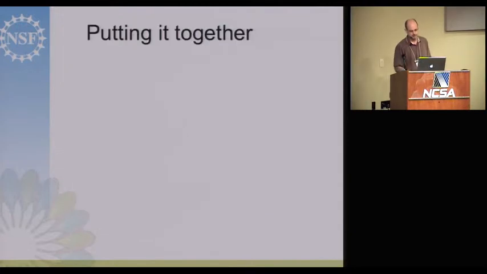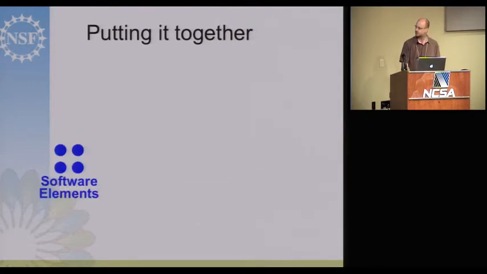Specifically in the SI2 program, Software Infrastructure for Sustained Innovation, which is the program that I run and that's actually funded the CyberGIS project, we start off with software elements. So we have small projects, maybe one PI, maybe two PIs, a student, that are building up little pieces, and we may have groups of these.